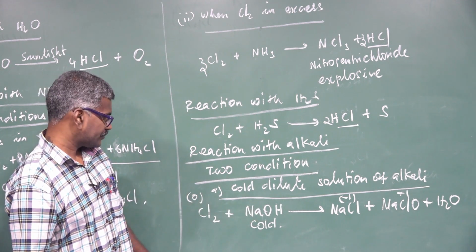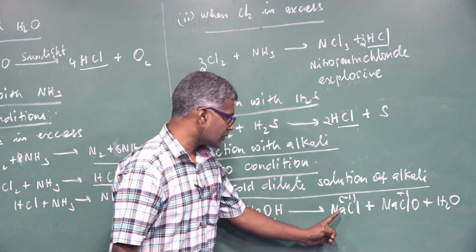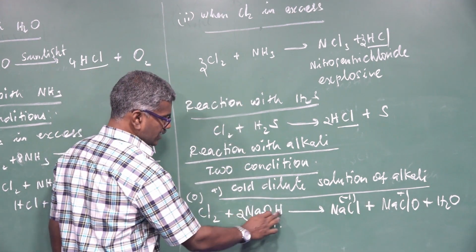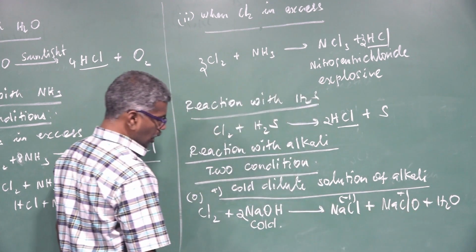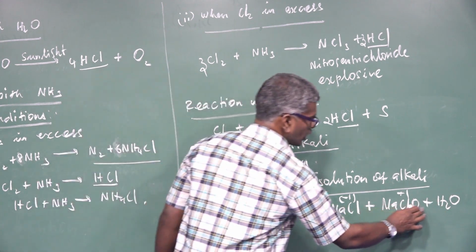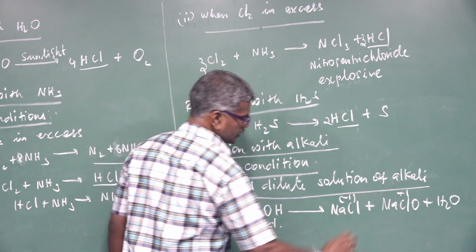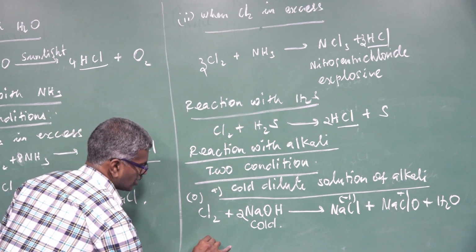Balance the equation. Here how many sodium? 2 sodium, 2 times. How many hydrogen? 2 hydrogen, here 2 hydrogen. How many oxygen? 2 oxygen, here 1, here 1. How many chlorine? 2 chlorine, here 1, here 2. Another question.